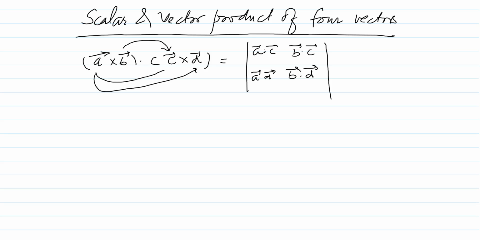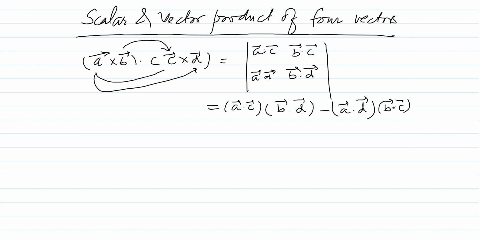So how is this true? This value can be written as the product of A dot C and B dot D minus A dot D into B dot C. How is this true? We will try to prove it.